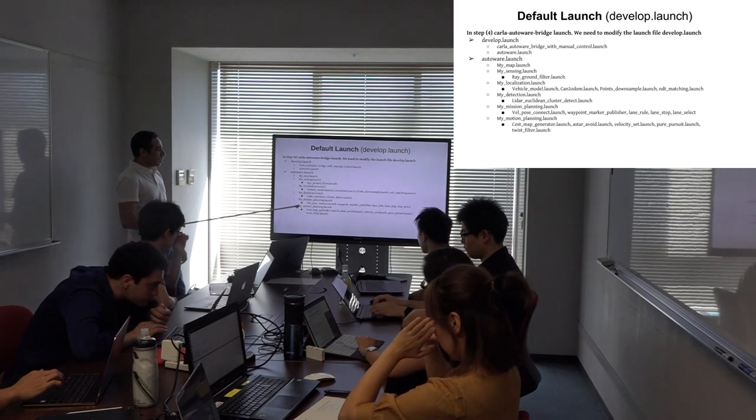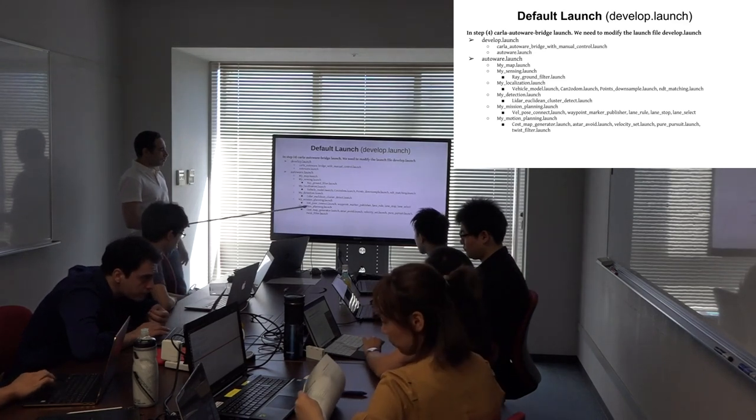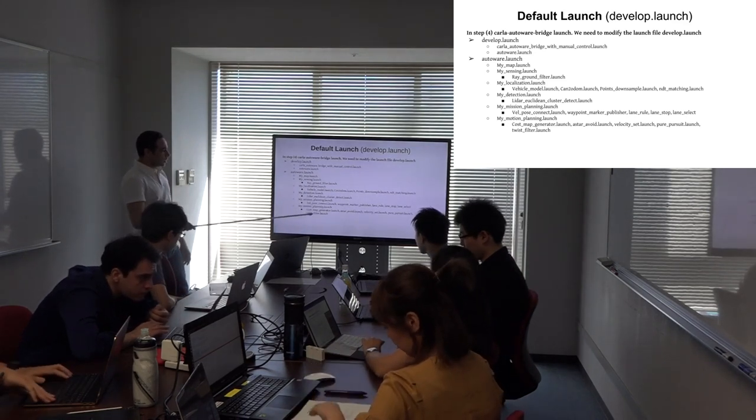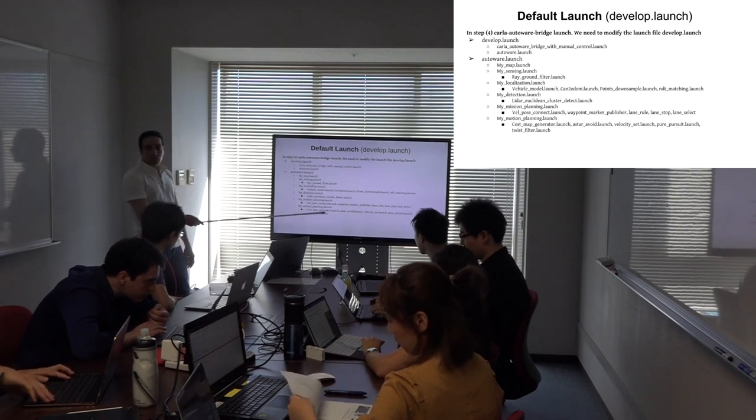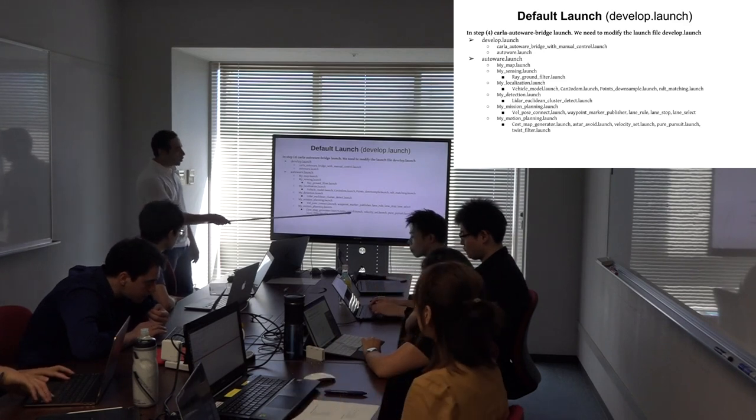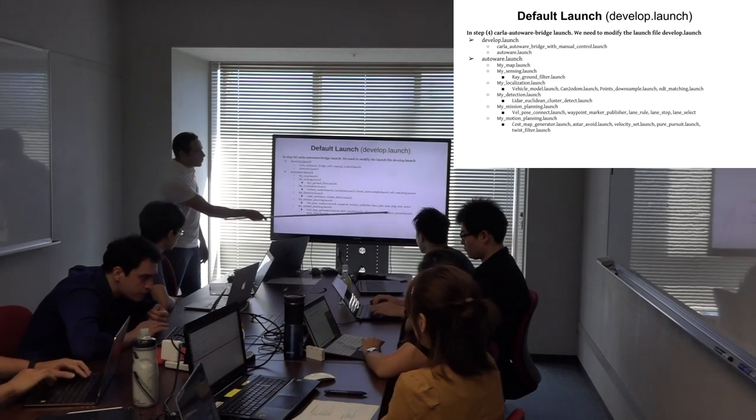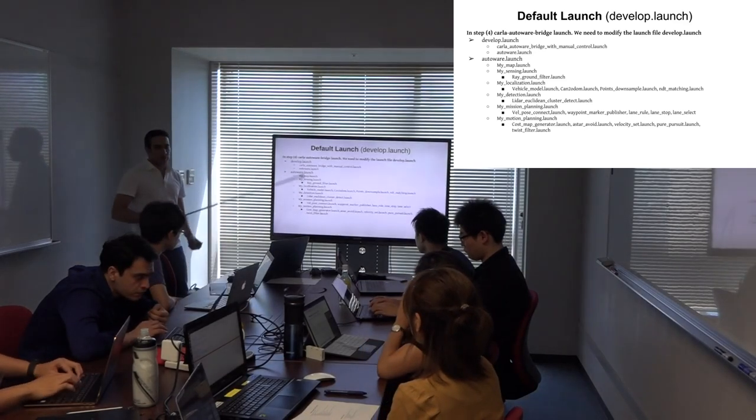Then another launch file, my motion planning launch, which launches cost map generator, A-star avoidance, velocity set, pure pursuit, and twist filter.